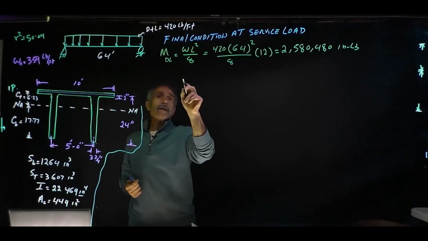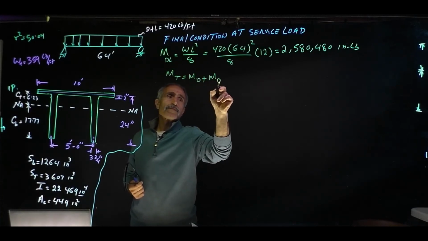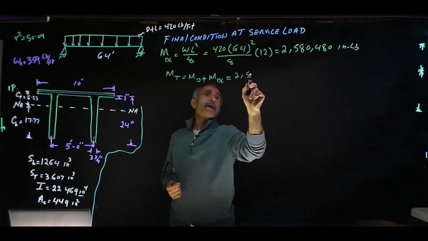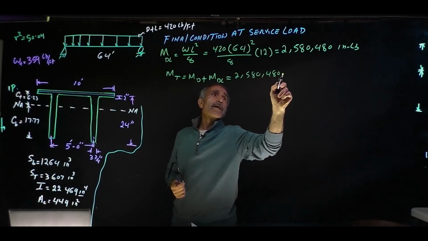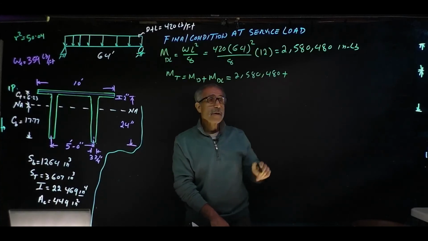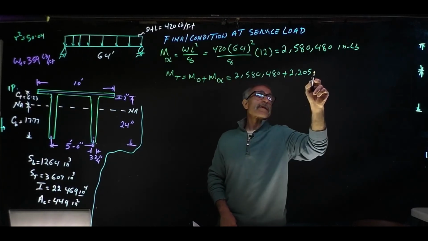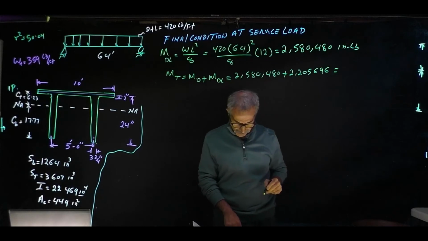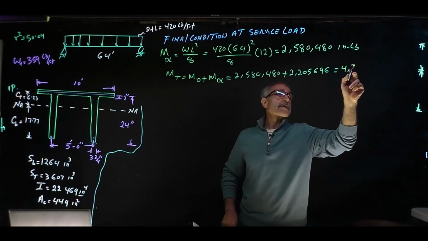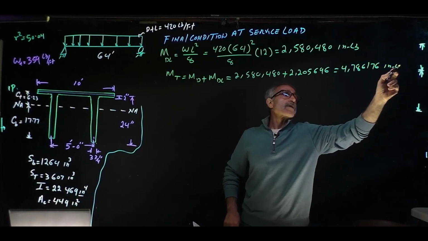Now our M total comes out to MD plus MDL, and that was 2,580,480, and I erased it. It was 2,205,696, and that will give me 4,786,176 inch pound.